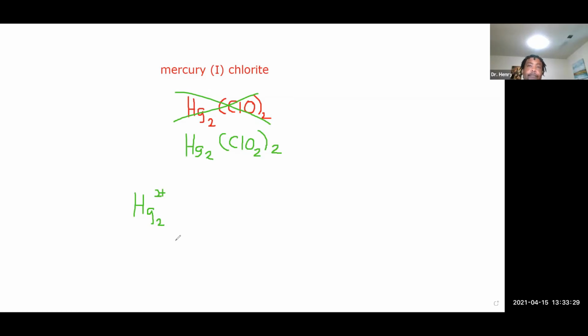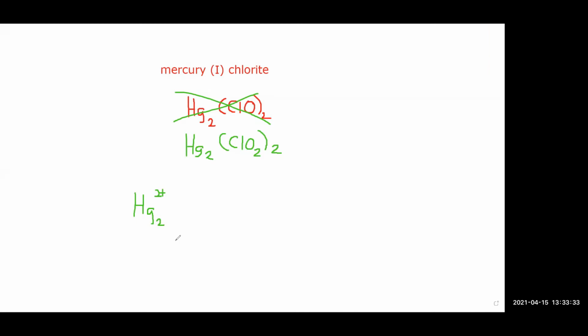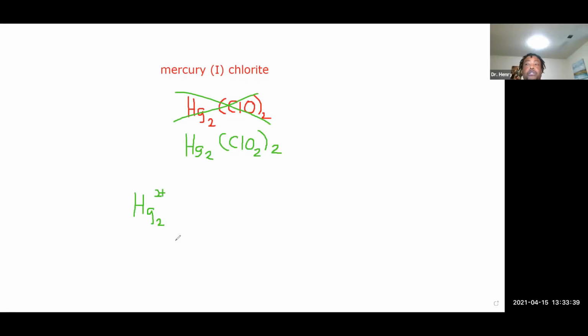Mercury 1, right, mercury 2. So we will put Hg2, and then it's 2 chlorites, because we know chlorite has a -1 charge. So you need 2 of them to make -2 and balance it out. All right. Okay, so let's move forward.